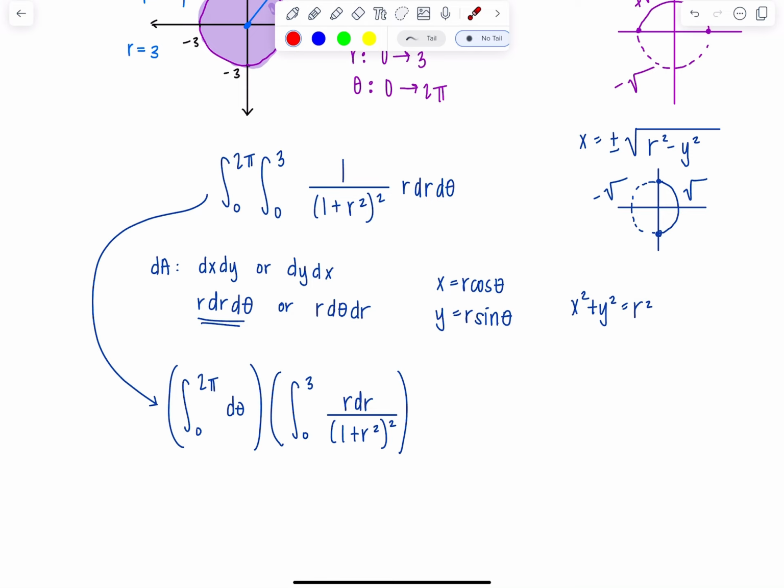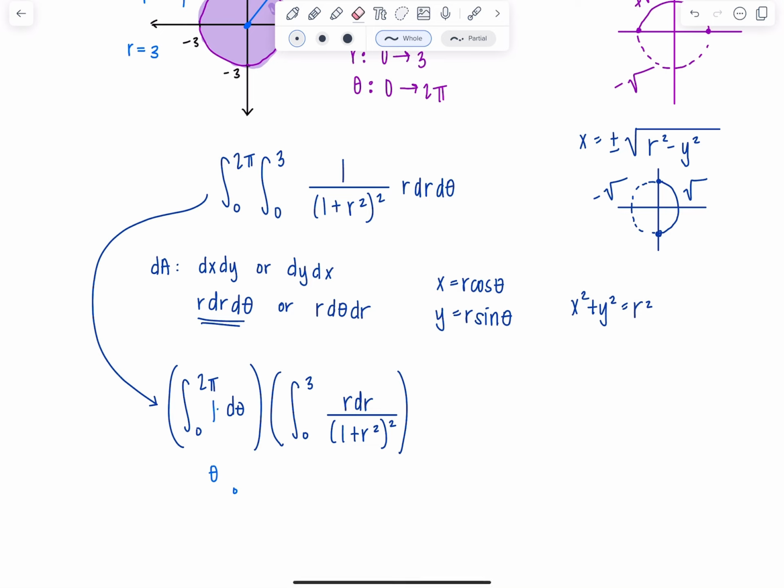Okay. Now let's see. This integral 0 to 2 pi d theta just ends up being 2 pi. Is that obvious to you? If not, we'll work it through really quickly. There's no function, it's just a 1, right? So antiderivative would be theta that you would evaluate from 0 to 2 pi, which would be 2 pi minus 0. So when there's no function, just a d theta or d whatever, you take the upper limit minus the lower limit, and that's what the definite integral ends up equaling.